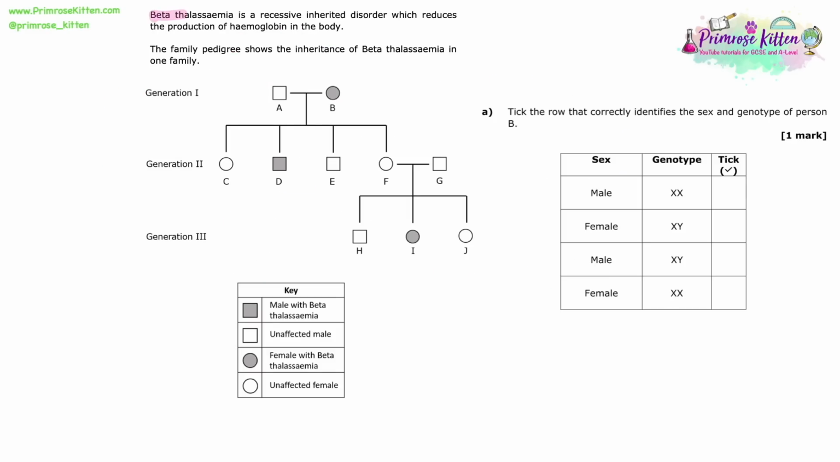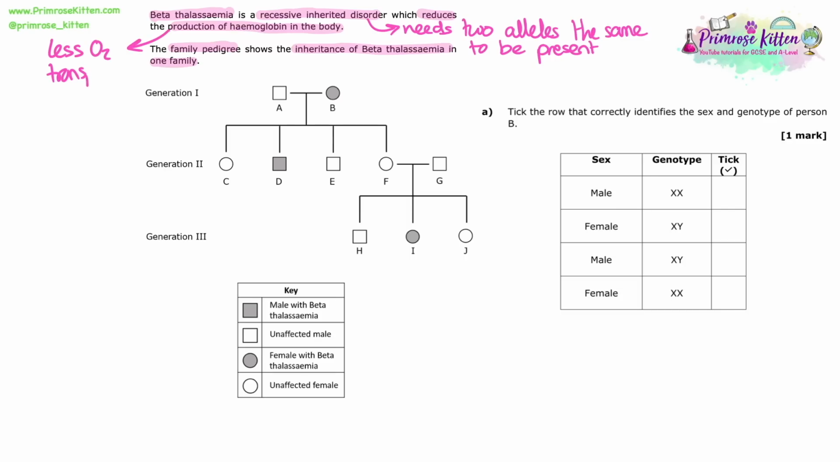Beta thalassemia is a recessive inherited disorder which reduces the production of hemoglobin in the body. The family pedigree shows the inheritance of beta thalassemia in one family. So my first thought is, what is a recessive inherited disorder? It's the one that needs two alleles to be the same to be present in the phenotype. So it's the one where you have to have two lowercase letters, for example, in order to have the disease. And if we're thinking about a question we might get asked later, we might not, but I'm thinking, okay, if it reduces the production of hemoglobin, that means there'd be less oxygen being transported if we don't have as much hemoglobin in the body.